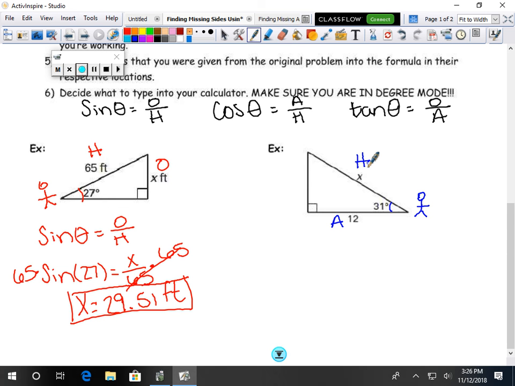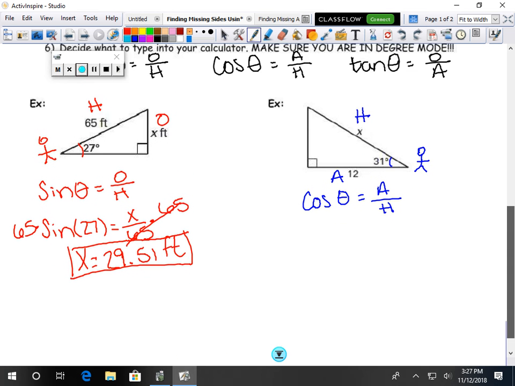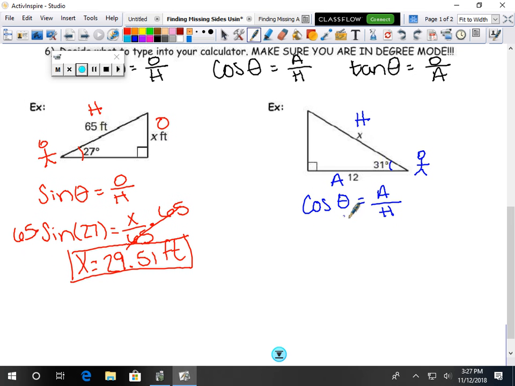Okay, so since I have A and H, that tells me to use cosine. I'm going to write down my formula. Cosine theta is equal to A over H. So I need to put all of my information from the problem into the formula exactly where it goes. So cosine theta, the cosine of my angle, which was 31, is equal to A over H, so 12 over X.